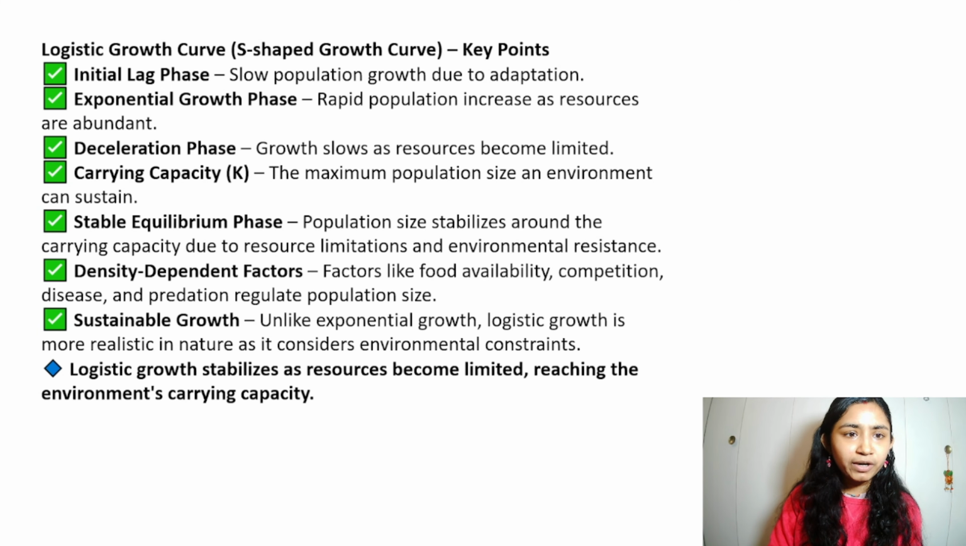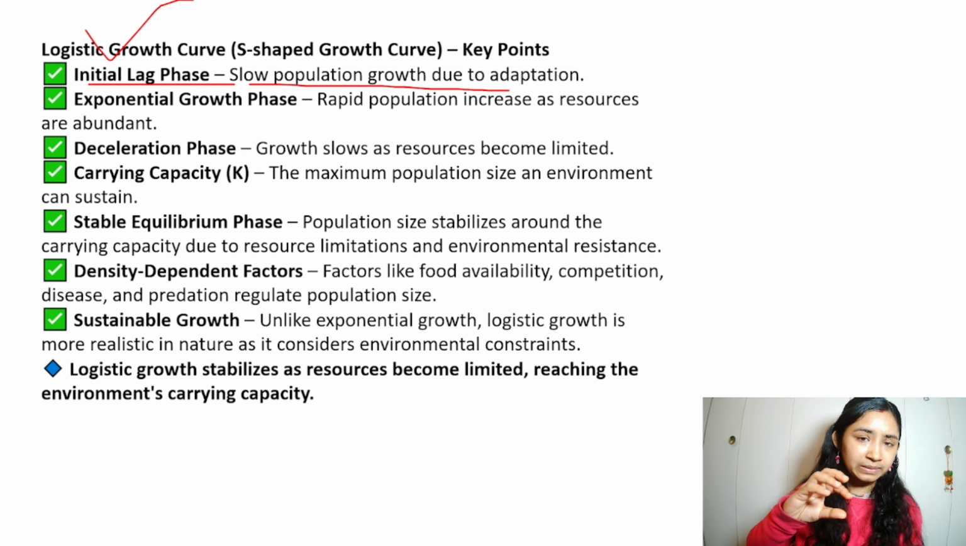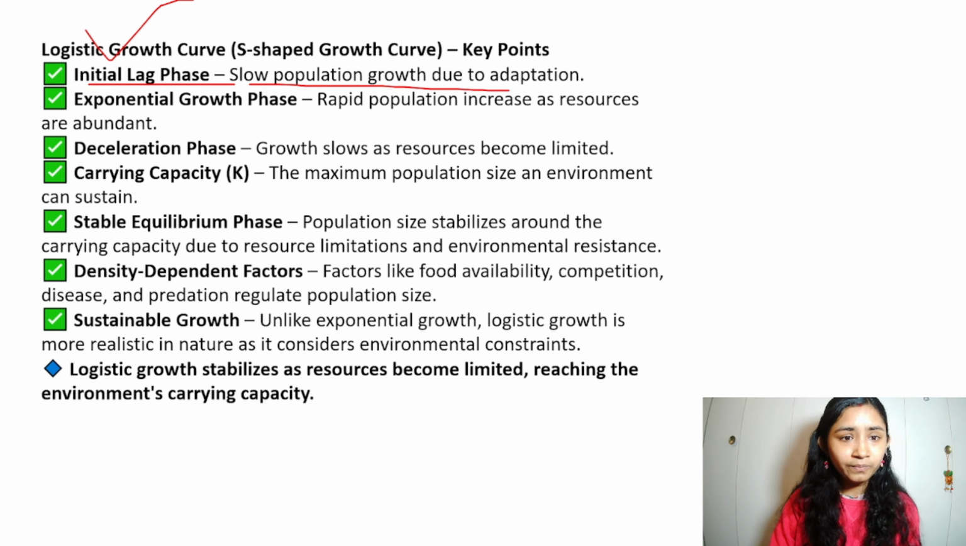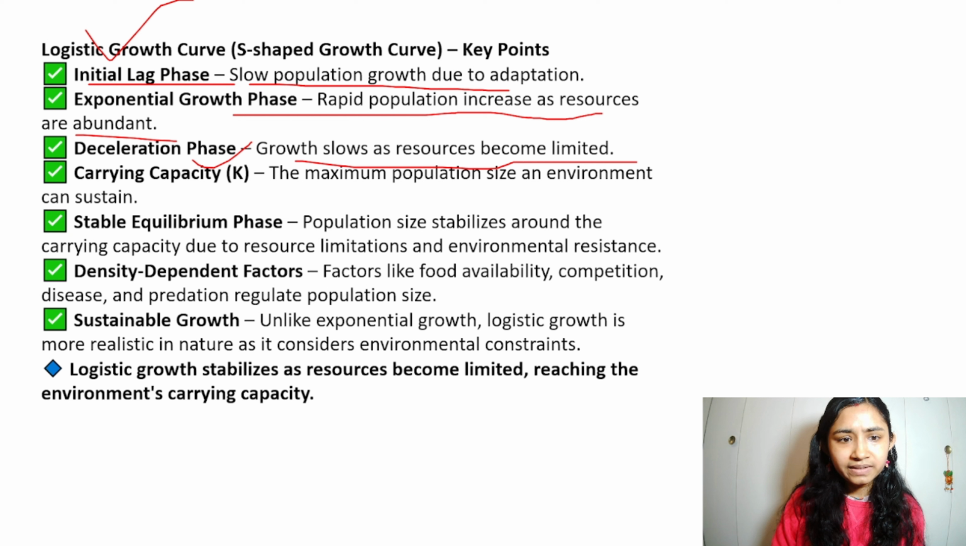Now the key points of the logistic growth phase. First is the initial lag phase, slow population growth due to adaptation. At first, when a population is introduced, their growth is slow. Then the exponential growth phase, where they increase their size when resources are abundant. Then when reaching the carrying capacity, growth slows and resources become limited. Carrying capacity is the maximum population size an environment can sustain. Stable equilibrium phase: population size stabilizes around the carrying capacity due to resource limitations and environmental resistance.